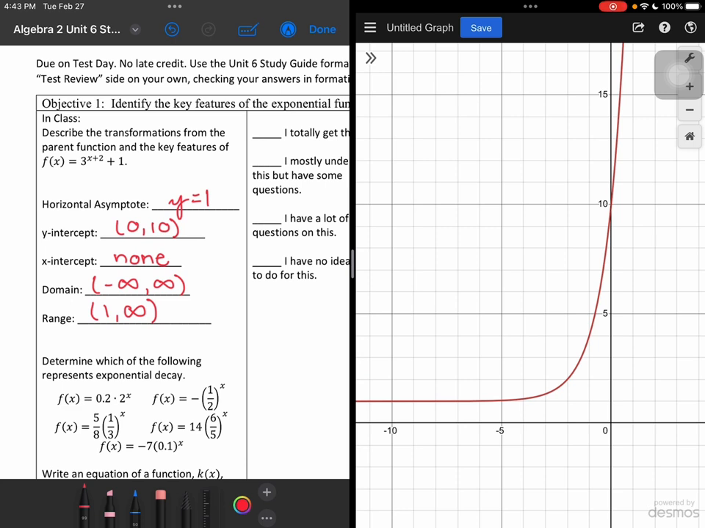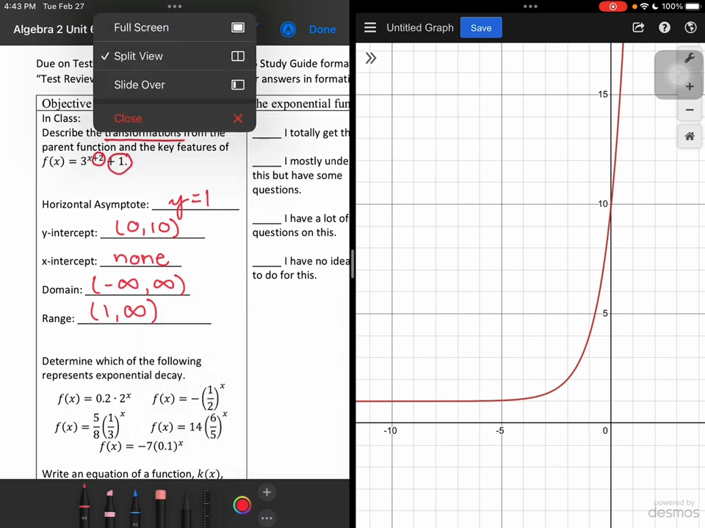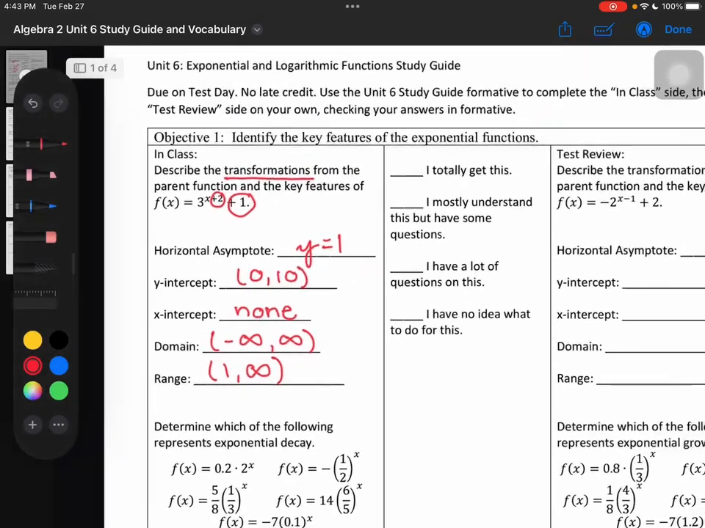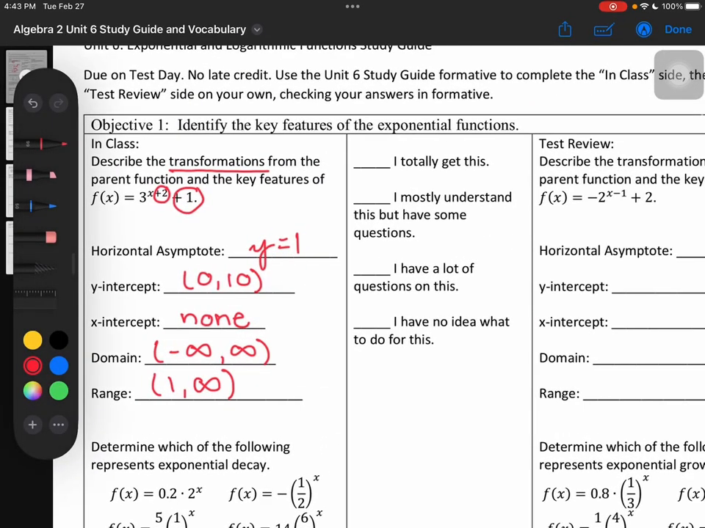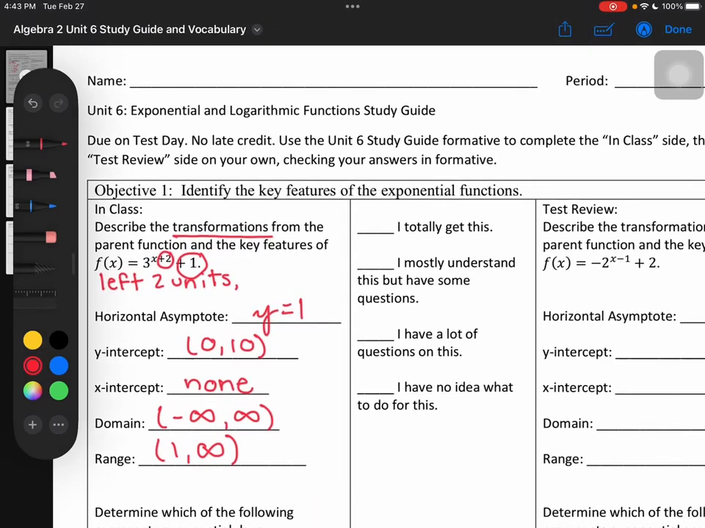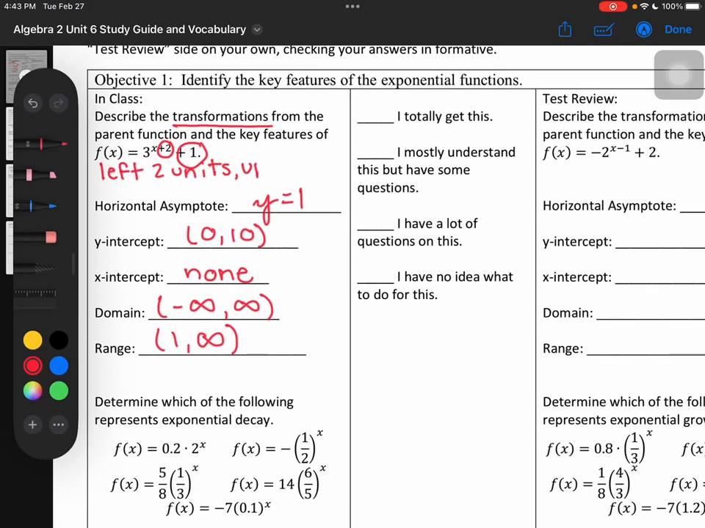And then we also need to describe the transformations. So if we're looking here, we have a plus 2 and a plus 1. There are transformations. So plus 2 tells us that it's going left 2 units. And then the plus 1 tells us it's going up 1 unit. The 3 itself is not a transformation because that's just telling us the type of exponential function it is. 3 is the base.